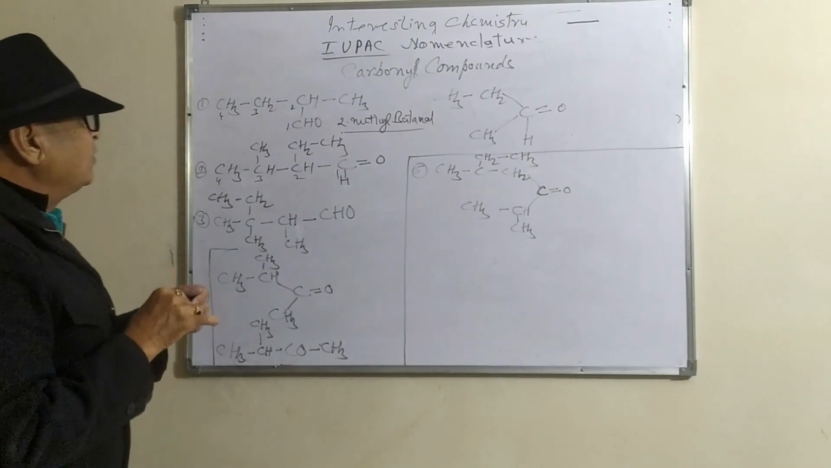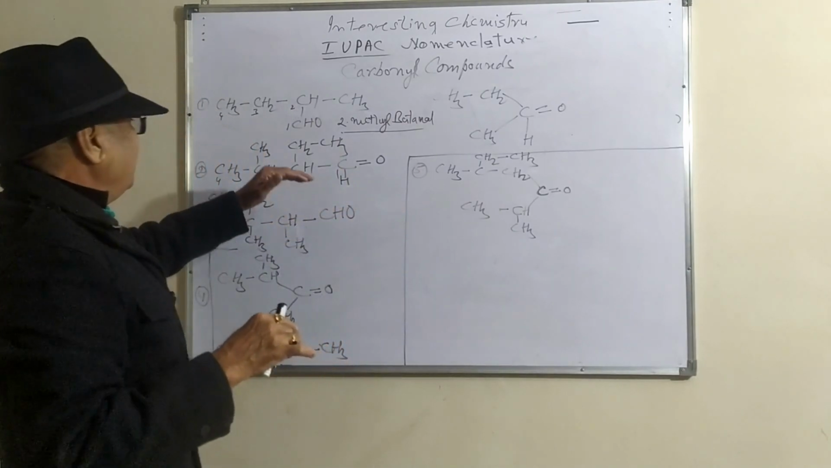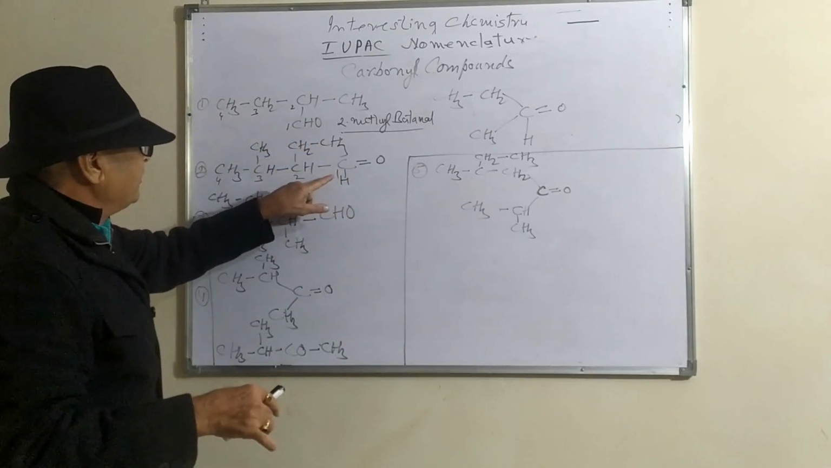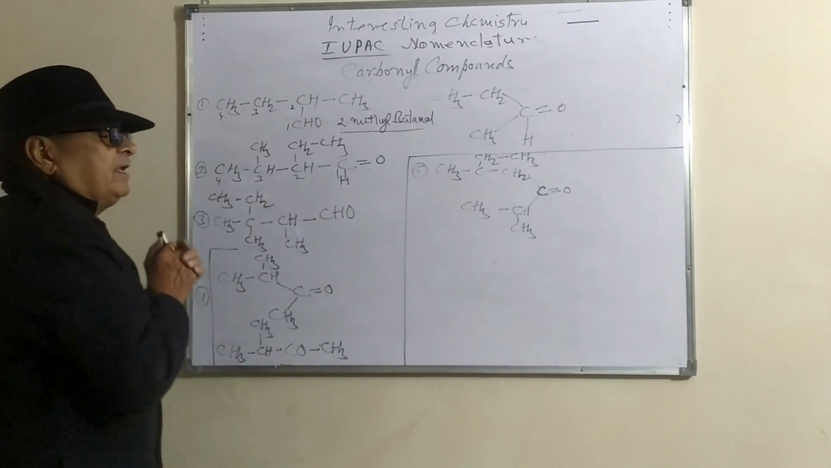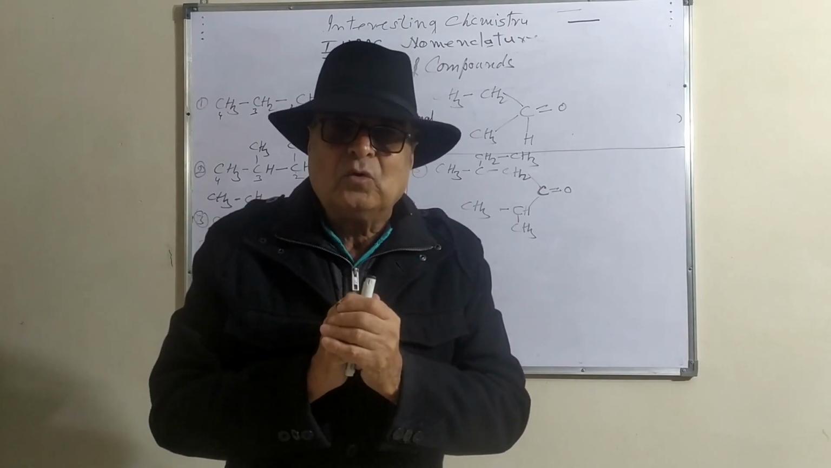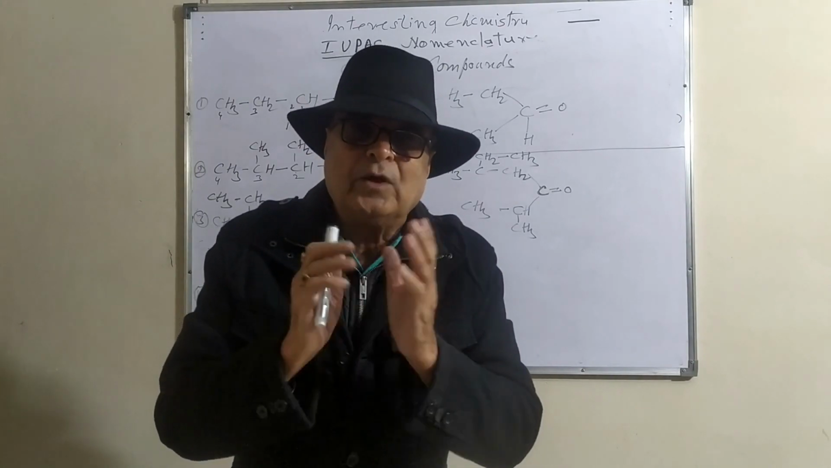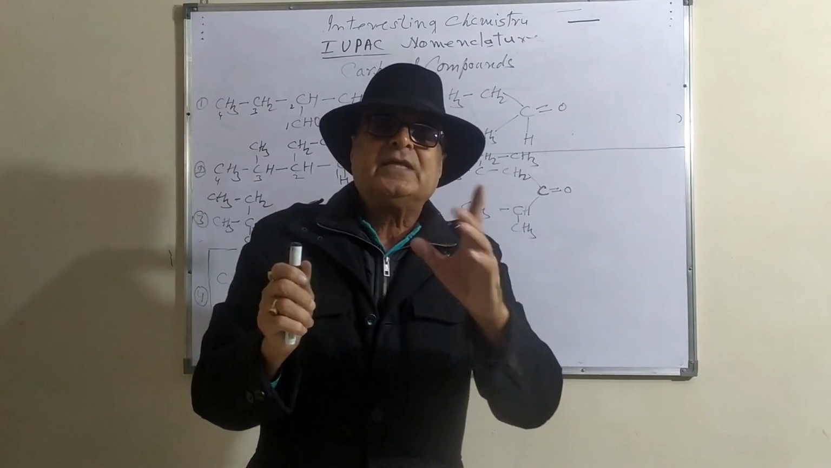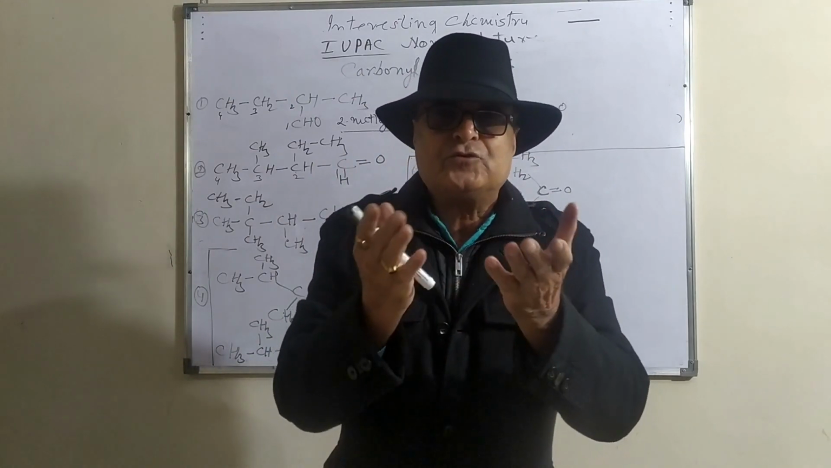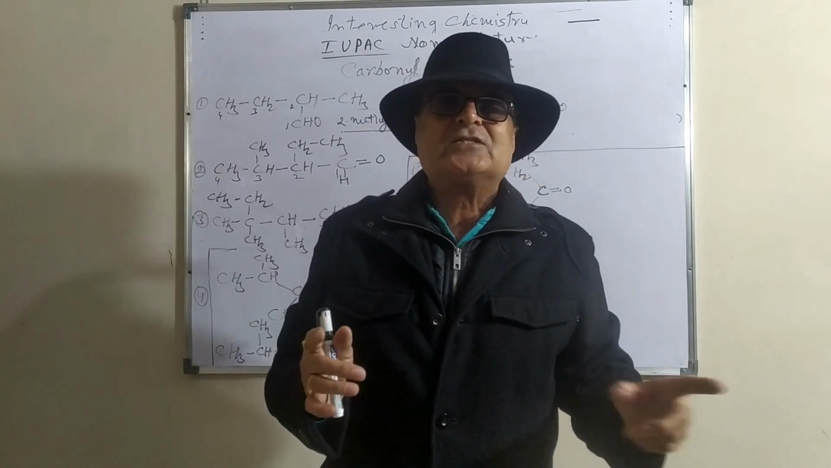So there are 2 longest chains of 4 carbons. So which longest chain will you select? This is 1, 2, 3 and 4, and 1, 2, 3 and 4. There are 2 carbon chains with the same number of carbon atoms. So now the problem is which chain you are going to select. So I told you in the IUPAC system, the longest chain which has the maximum number of substituent groups will be selected as the longest chain.